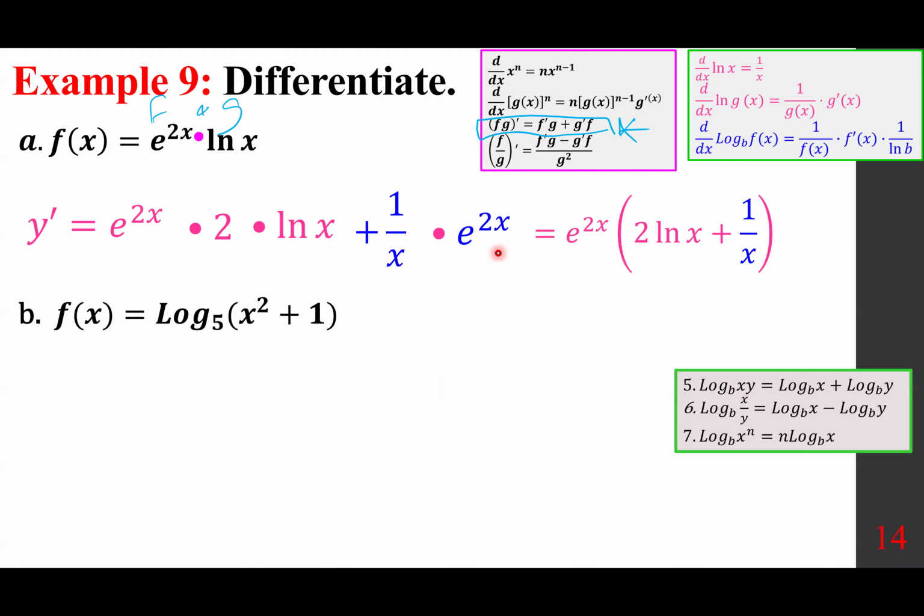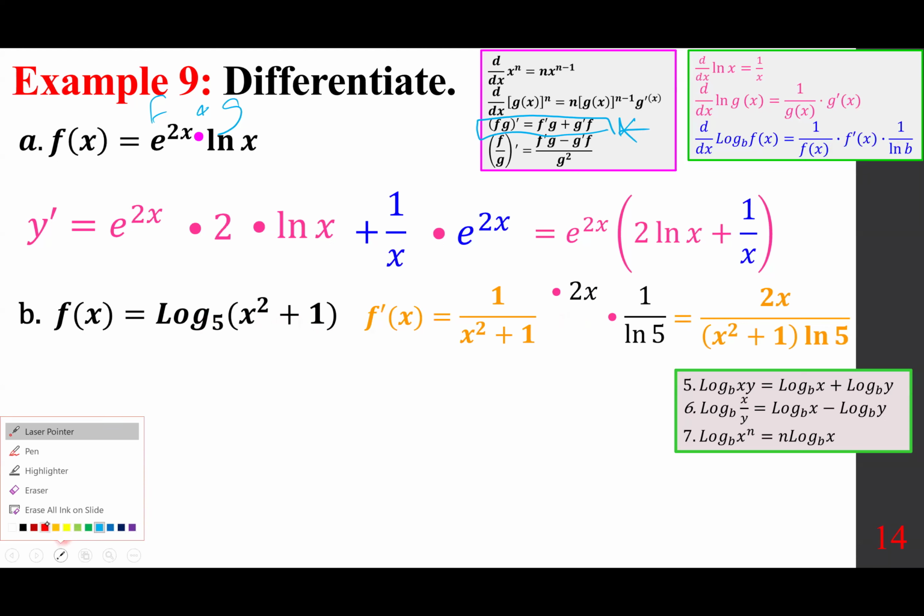What about this one? A log, flip it over by the chain rule multiplied by the derivative of this piece, which is 2x. So it's just here next to that. And because the base is not e, so 1 over f of x, f prime of x, 1 over ln b, 1 over ln 5, and put them all together. And this is the final answer.